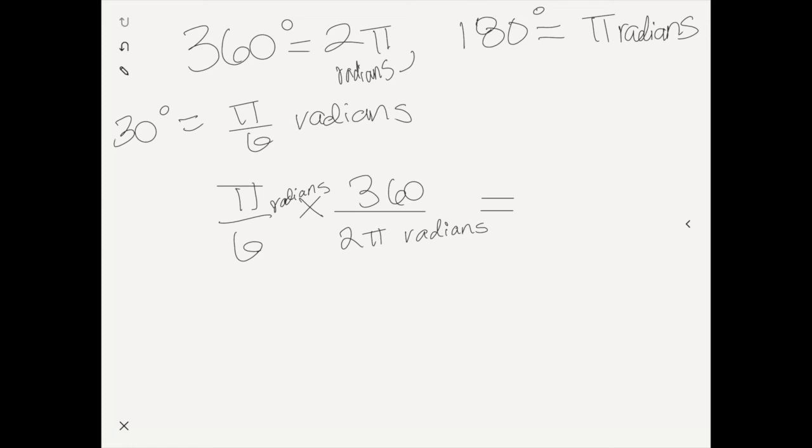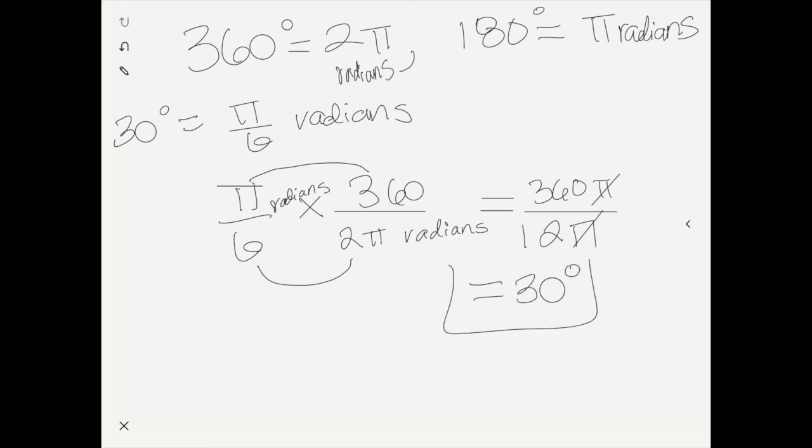We have pi over 6 times 360 over 2 pi. If we multiply across, pi times 360 is 360 pi. And we have 2 pi times 6. 2 times 6 is 12. So we have 12 pi. Keep in mind, these pi's cancel. Pi over pi cancels. And now we're just doing 360 divided by 12. And 360 divided by 12 is 30. So we know this is 30 degrees.